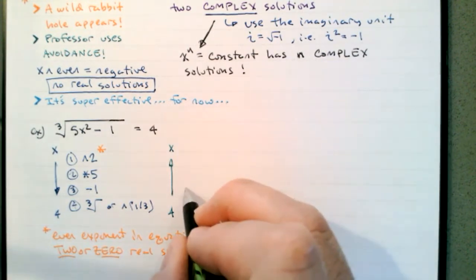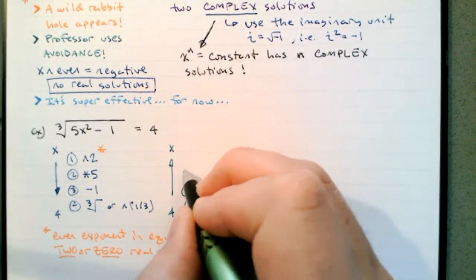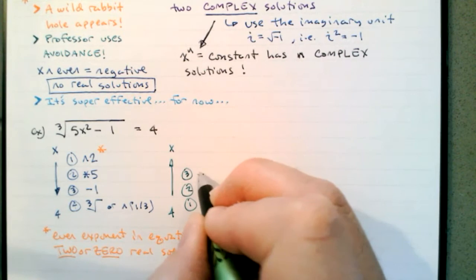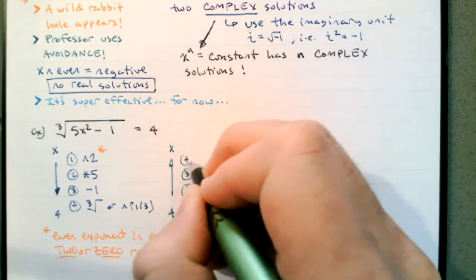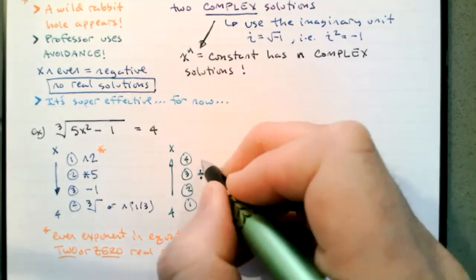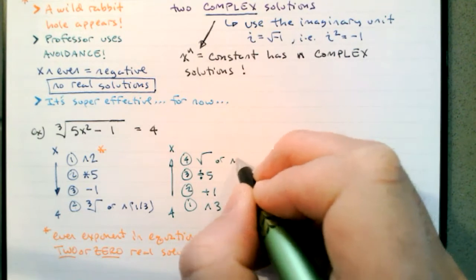Next, the inverse of subtracting 1 is adding 1. Third, the inverse of multiplying by 5 is dividing by 5. And fourth, the inverse of a square is a square root, or a 1/2 power.